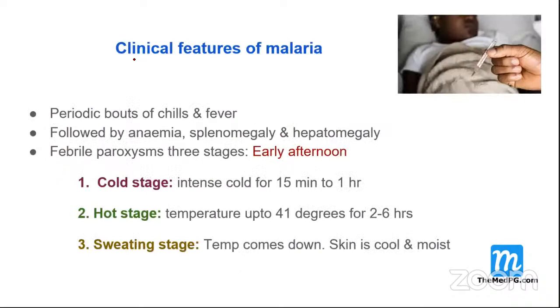Now coming to the clinical features of malaria. There will be periods of chills and fevers. Along with that, there will be anemia. Why anemia? Because of the lysis of the RBCs, which results in anemia. And apart from anemia, there will be spleen enlargement, that is splenomegaly, and there will be hepatomegaly.